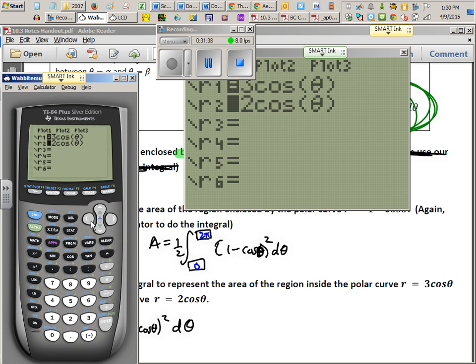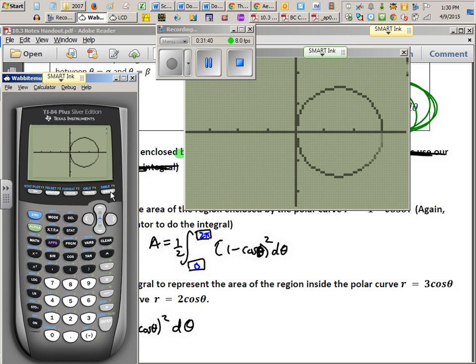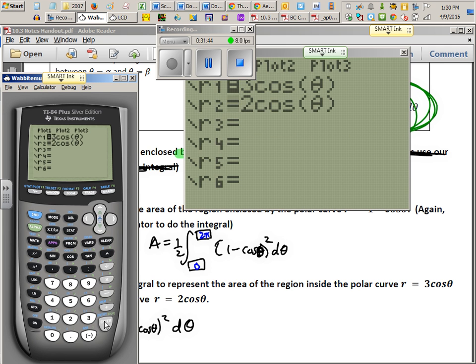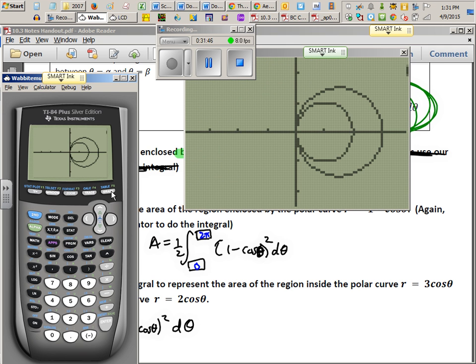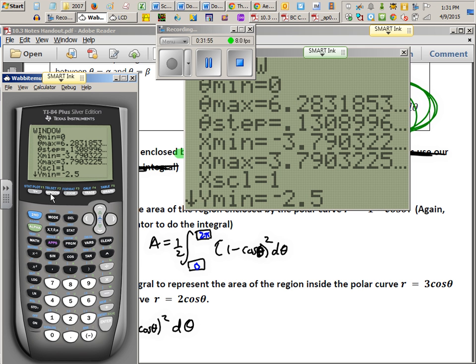Okay. I'm going to do it anyway. I probably should have graphed these one at a time. 3 cos is the bigger one. 2 cos is inside it. Naturally, but still, you want to be sure, right? In fact, r can be negative sometimes. That's what really messes this up. So I have this set for 0 to 2 pi. Now, does that mean that 0 to 2 pi is the right answer for the limits of integration?